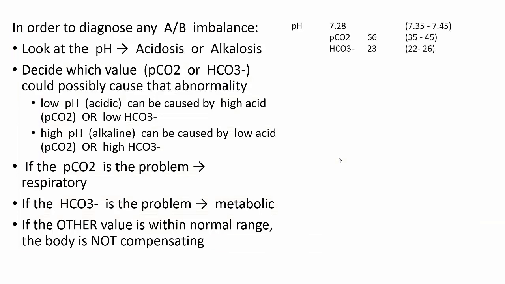So our first example, guys, the pH is 7.28. So now you have to look, is it high or is it low? Okay, since it's lower than 7.35, this is acidosis. Okay, now let's look at our two levels, CO2 versus bicarbonate. Now, I give you there in the parentheses the normals. So 35 to 45 is the normal for CO2, and you'll notice here that 66 is high. The bicarbonate normal is 22 to 26, and this one's 23, so it's normal. So this is an acidosis, okay, and it's caused by a high CO2, so it's respiratory. So this would be respiratory acidosis.